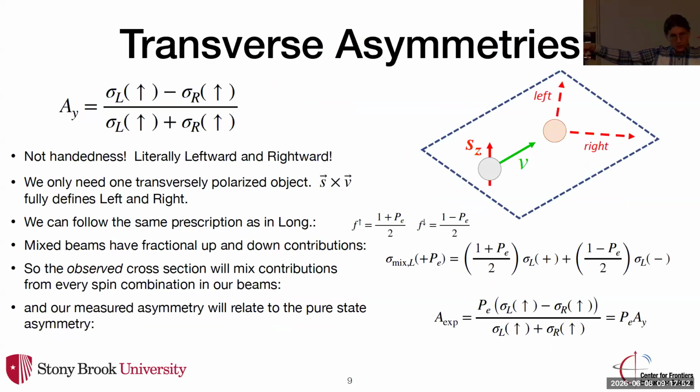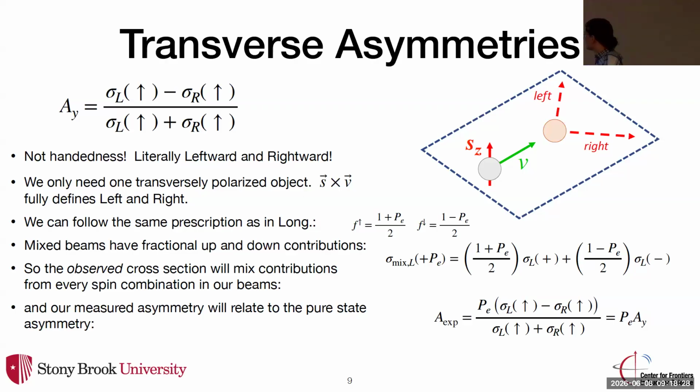We talked about longitudinal asymmetries. I can also do a transverse asymmetry. So instead of polarizing my beams longitudinally, I have them transverse to their direction of travel. And now I just replace my positive and negative with left and right. And this is not handedness. This is literally whether the final product goes to the left or to the right in a frame that we can define based on the spin and the velocity vector of the particle that we're flipping. It's literally left versus right.